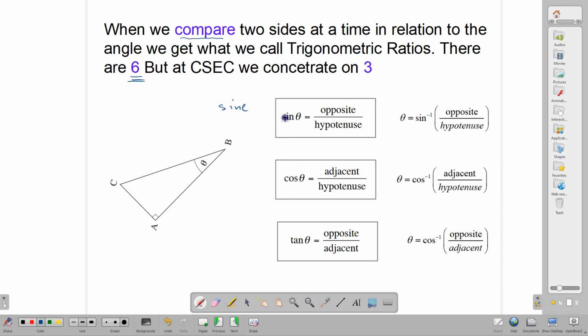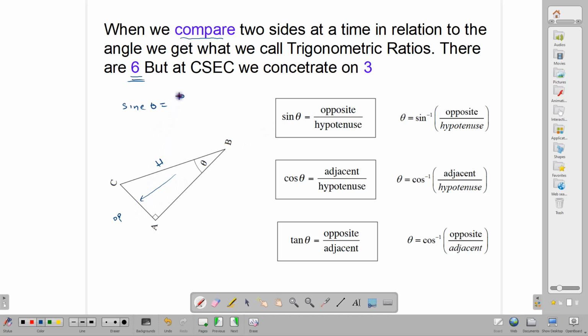So we say the sine of the angle. Let me write it further out. Sine, this is how we write it in short, and this is how you would see it on a calculator. So we say the sine of the angle, this is the angle, is equal to the opposite side, divided by the hypotenuse, and this side is the hypotenuse. So sine is the opposite side divided by the hypotenuse.